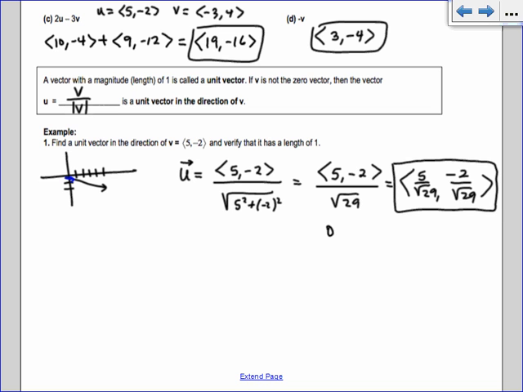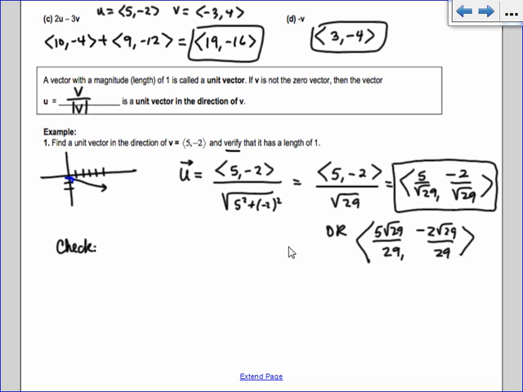Some people like to rationalize, and I don't know what Math Excel is going to make you do, but you might have to do 5 root 29 over 29, -2 root 29 over 29, if they don't want square roots on the bottom. All right, so it says verify that it has a length of 1. So we're going to check. You don't usually have to do this.